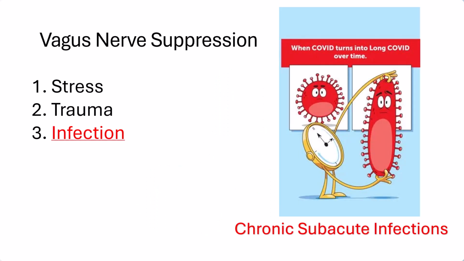Another way that the vagus nerve and our healing response gets suppressed is through chronic infections. These infections are often subacute, meaning they're not in the acute phase of the infection, but very low grade and ongoing. Such infections turn off the vagus nerve and thereby suppress our body's ability to heal. When someone suffers a chronic infection for years, their healing response has been suppressed for years.